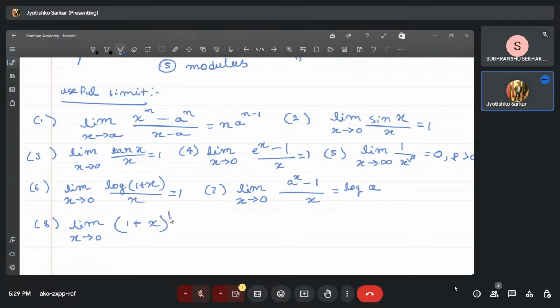Limit of 1 plus x to the power 1 by x equals to e. And that's all. These all limits we are already aware in our class 11, but we will use it to solve our problems on continuity in class 12 exams. So best of luck for your exams. That's all for today.